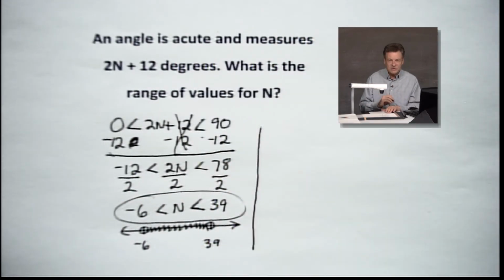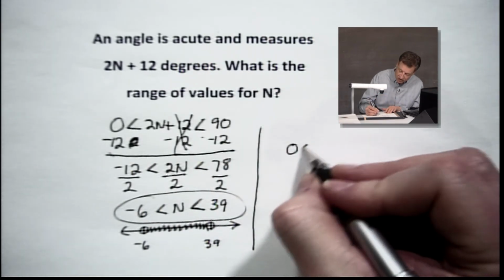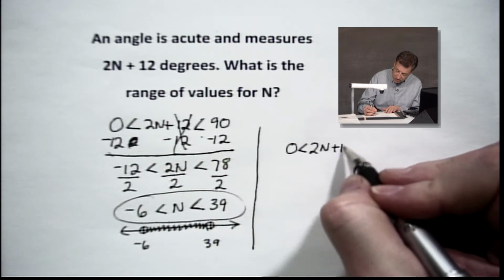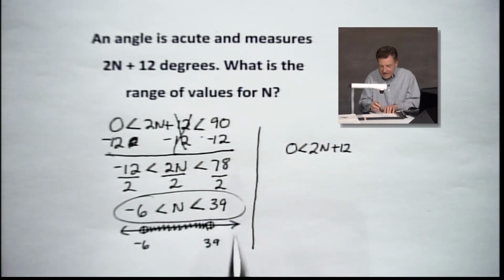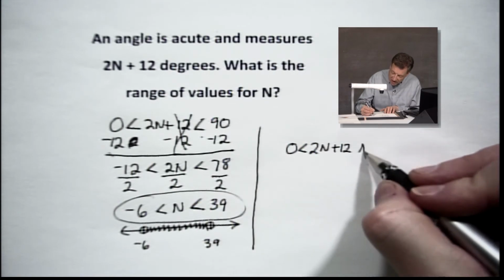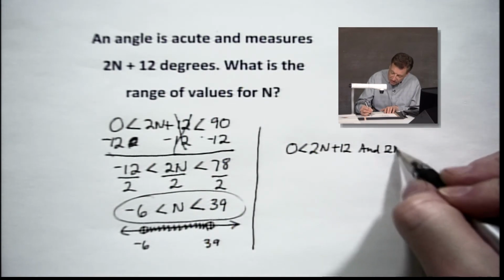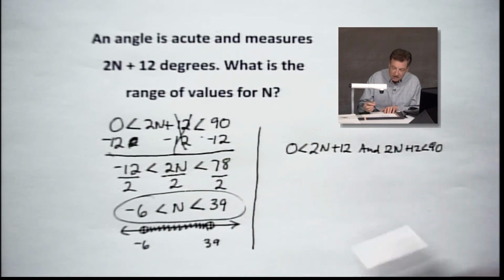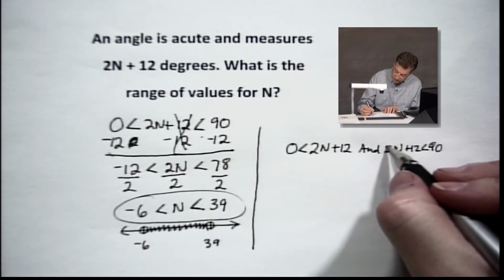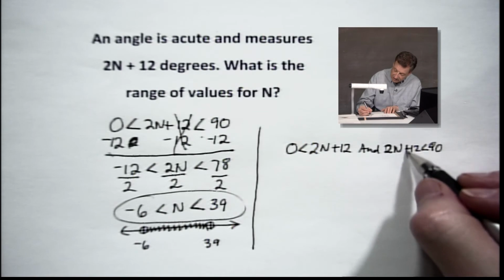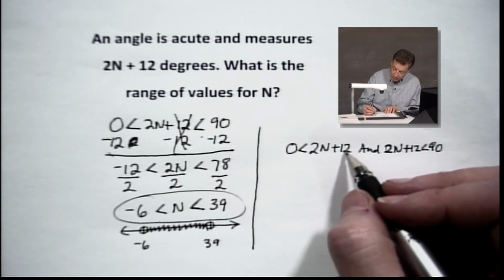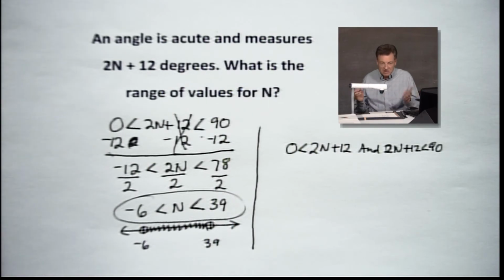Now I said something about what if we split it up into two inequalities? Well, you could look at it this way. You could look at it as 0 less than 2n plus 12. And since it's a combined inequality and it's in the middle, we could also write that as and 2n plus 12 less than 90. So we could look at those. Boy, my ink is kind of blurring today. Plus that 12, all right? And again, same story. Let's see what happens.